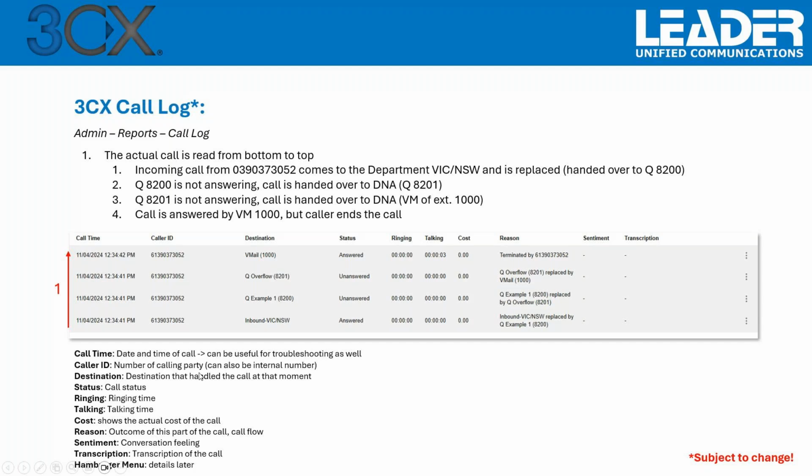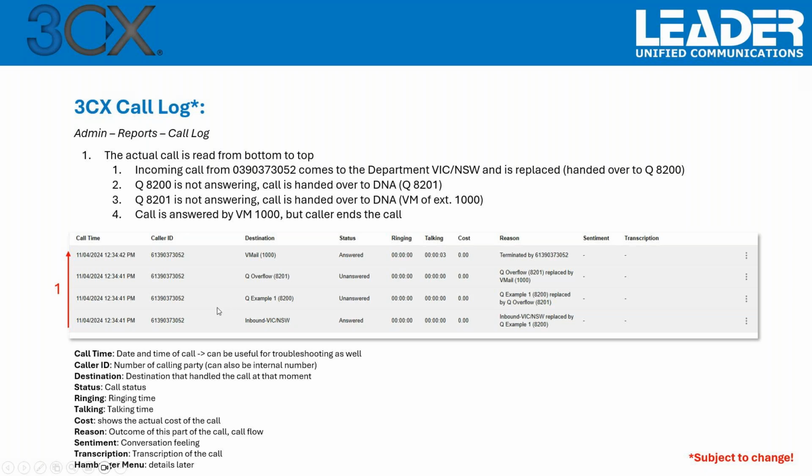Now below, we have a list of what everything means. We have the call time, again very handy for troubleshooting. We have the caller ID, the number of the calling party, which of course can also be an internal number. We see the destination that handles the call.